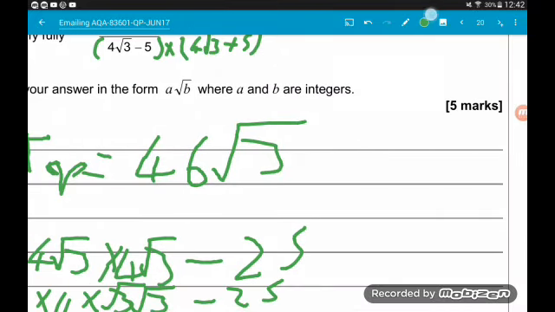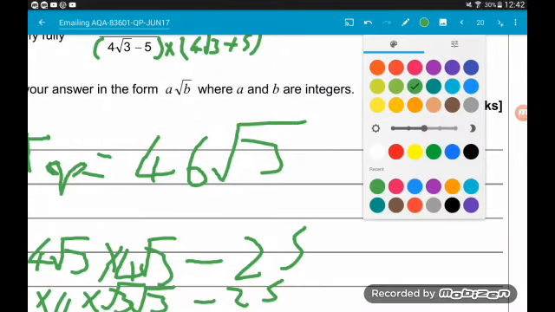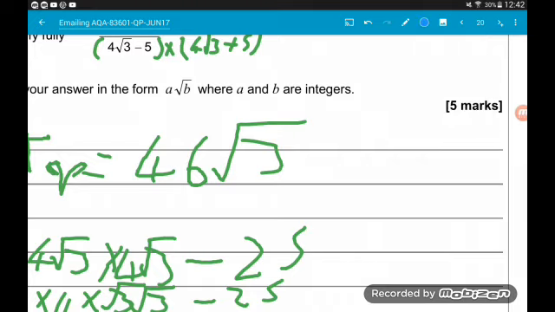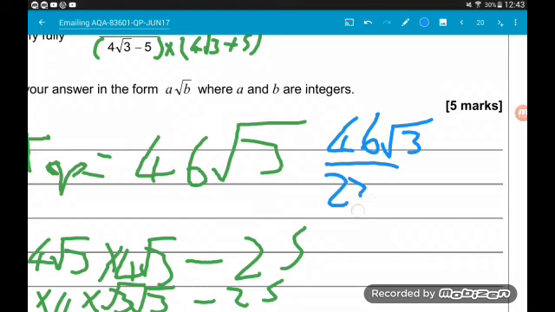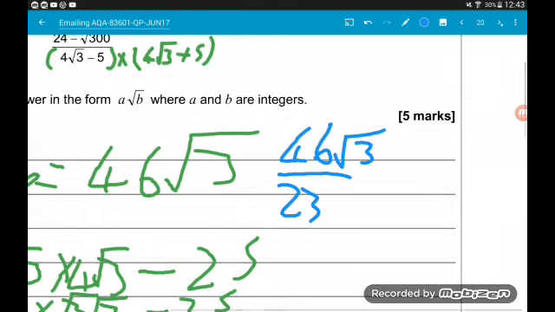So we can now finish the question. The whole fraction is the top over the bottom. So we've got 46 root 3 over 23. 46 divided by 23 is 2. So believe it or not, our answer is just 2 root 3.